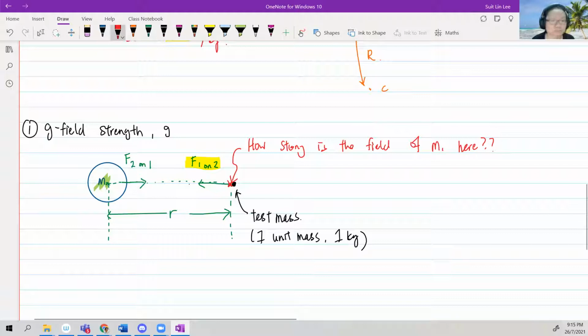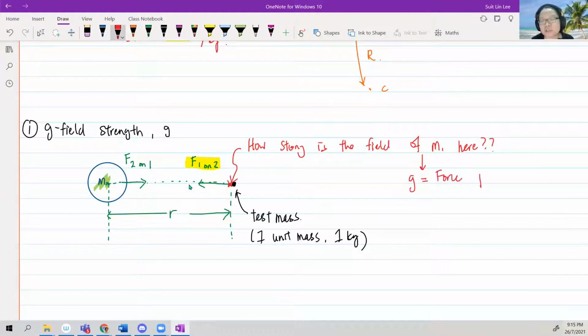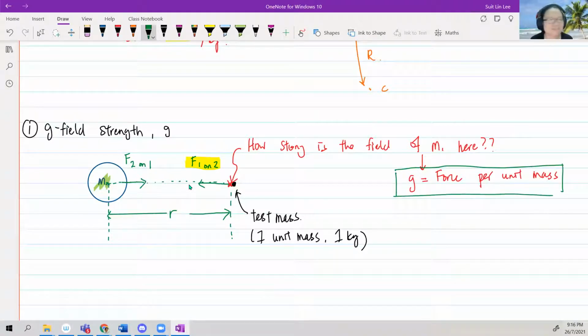Okay, so we then will be able to define gravitational field strength G as force per unit mass. That's all. Not so much. This G can be defined as gravitational force over M, or F1 on 2.